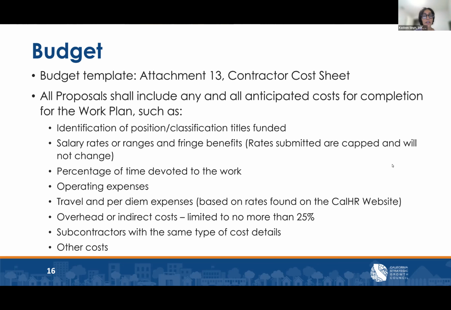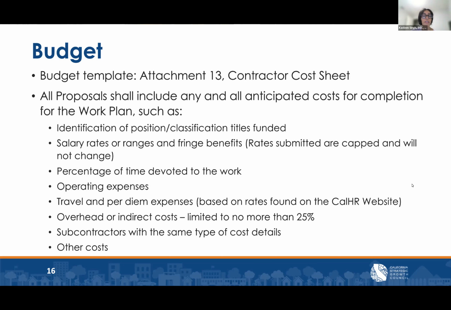Proposals must include salary rates and fringe benefits, and note that these rates are capped at what you put in your proposal. Operating expenses, travel. Please make sure to look at the Cal HR website that looks at the specific amount of per diem, food and hotels. Overhead or indirect costs, those are at a cap of 20%. Cost details for subcontractors must also be included, and any other costs you think might incur.